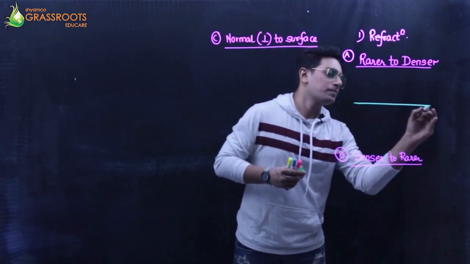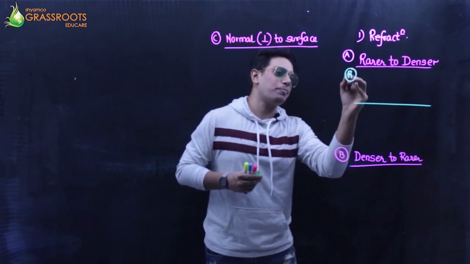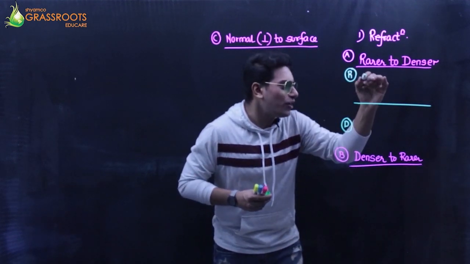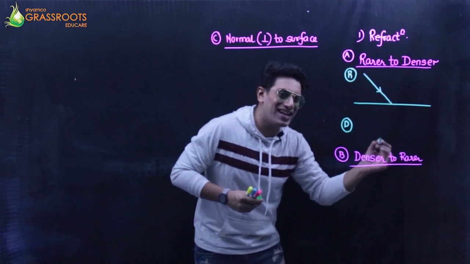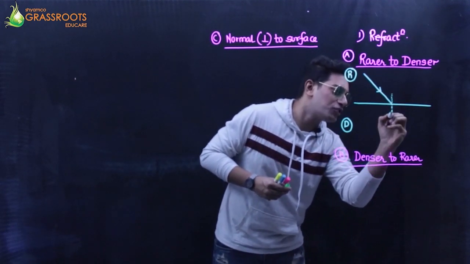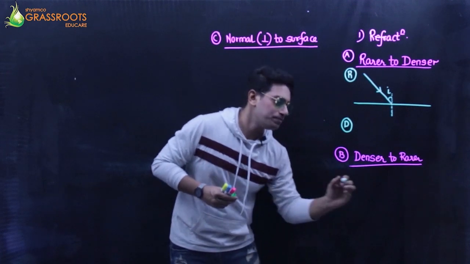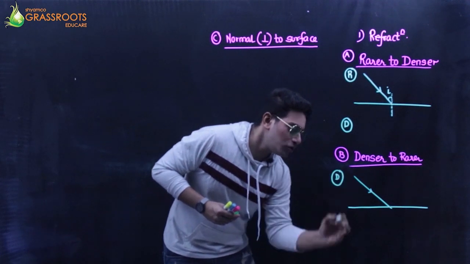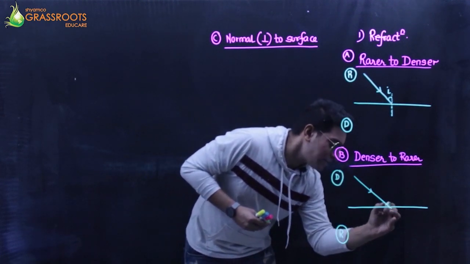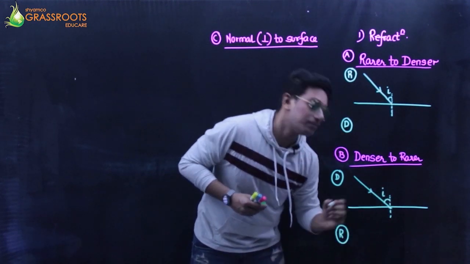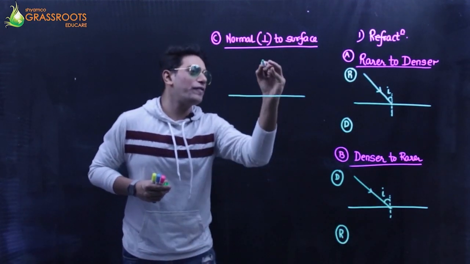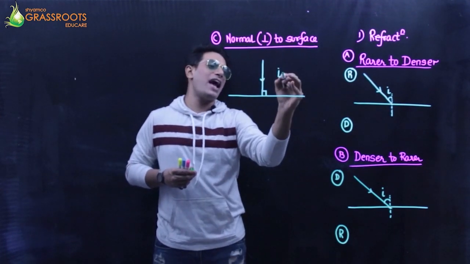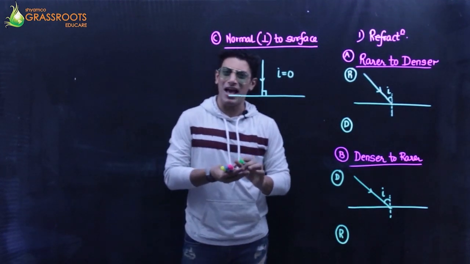The first one, ray of light coming from a rarer medium, for example air, to a denser medium, for example water or glass. When the ray of light falls from a rarer medium to a denser medium, at this point of incidence, we'll draw a normal and the angle of incidence. Out here, the ray of light falls from a denser medium to a rarer medium, with the angle of incidence and the point of incidence. And in the third case, the ray of light falls normal to the surface, perpendicular to the surface. Here, the angle of incidence is 0. Let's see what happens, guys.